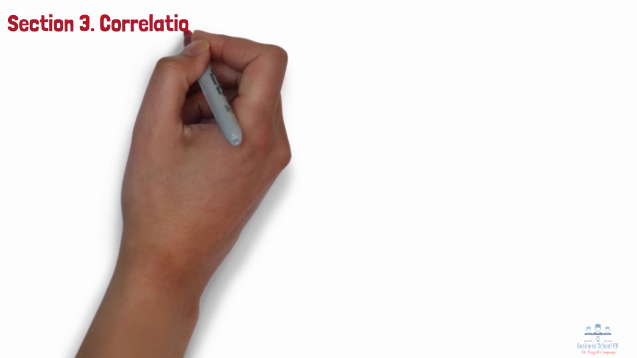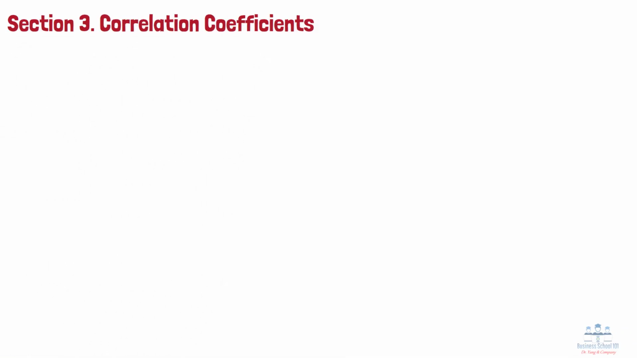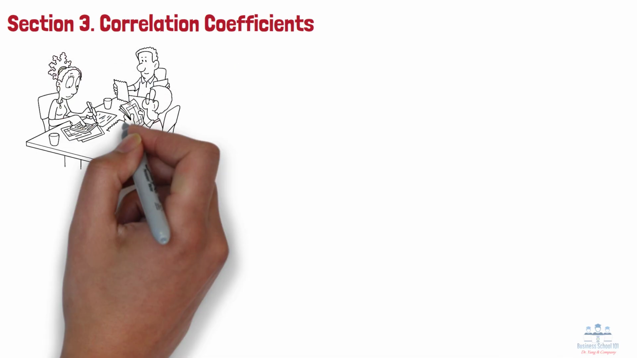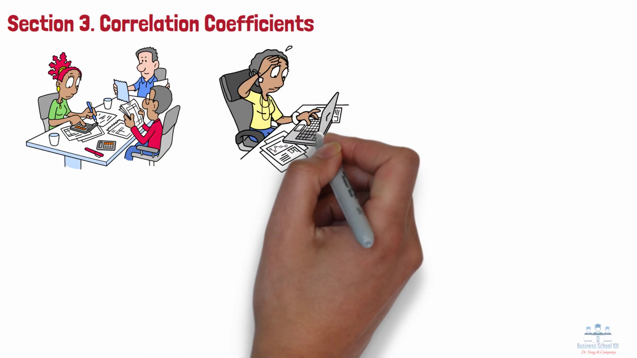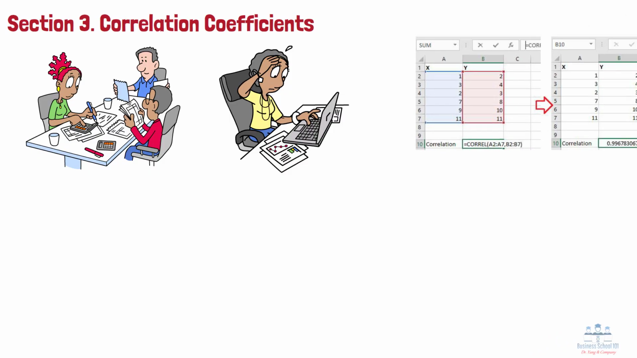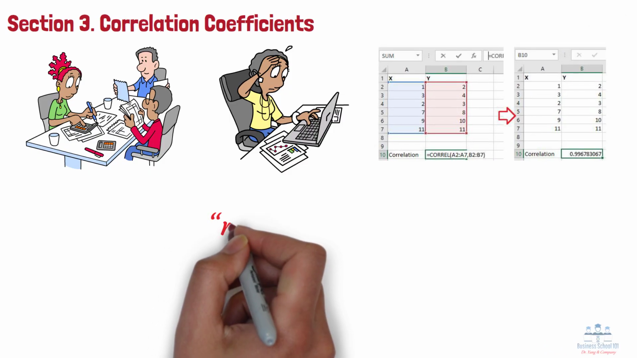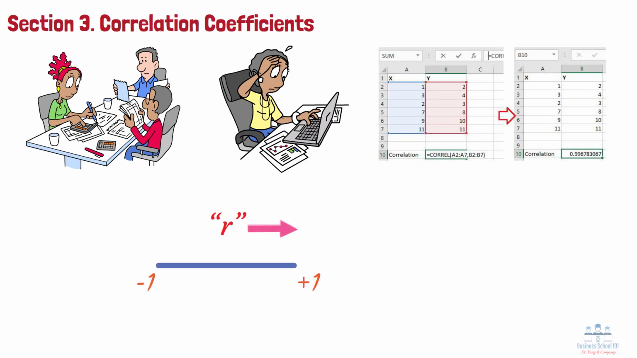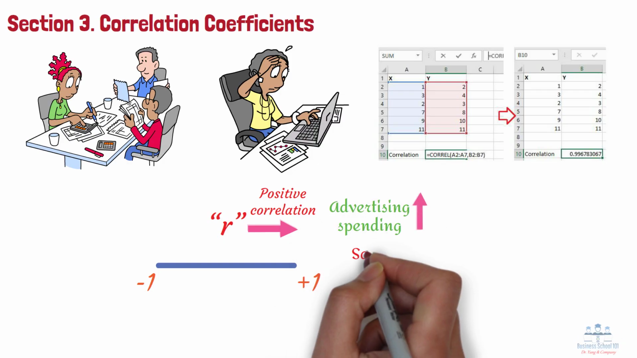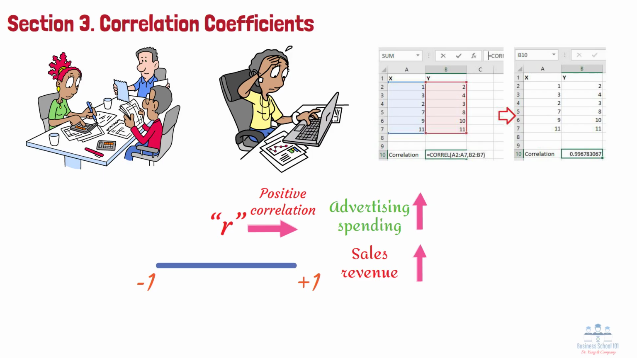Section 3. Correlation coefficients. Visualizations are powerful, but sometimes we need more than just a picture, we need precision. That's where correlation coefficients come into play. These are numerical values that help us measure the strength and direction of the relationship between two variables. The coefficient, often denoted as R, ranges from -1 to +1. If the number is close to +1, it means there's a strong positive correlation. In business terms, this could mean as one factor increases, so does the other. For example, as advertising spending goes up, sales revenue tends to rise, a classic positive correlation.